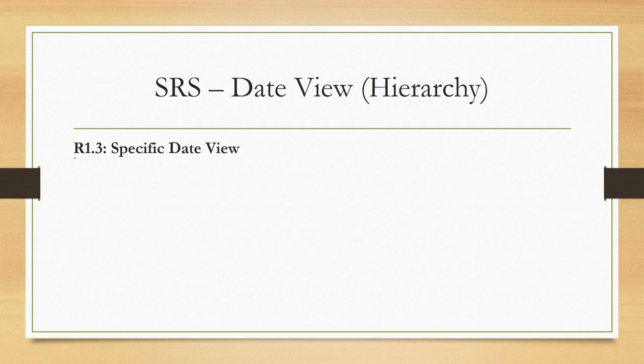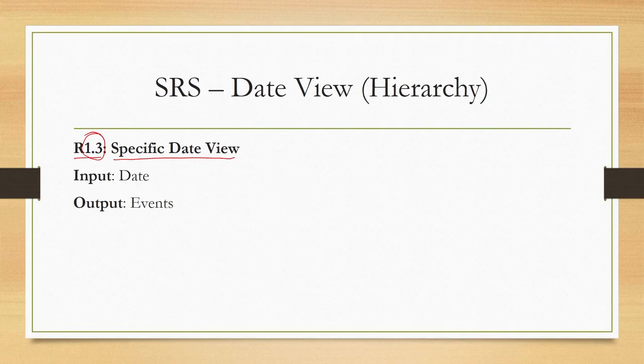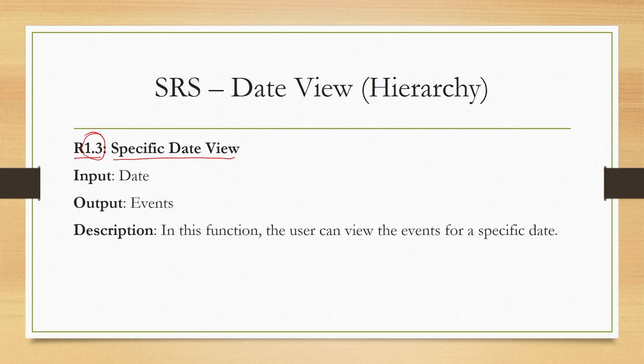Now, there is third subfunction, accordingly we have given it a label 1.3, and the name of the subfunction is specific date view. As usual, under this subfunction we will have input, output and description. Let us see what is the input, what is the output and what is the description for this subfunction. Input is date, output is events, and description is in this function the user can view the events for a specific date. So, if there is no event then it will not show anything, if there are events then the list of events will be shown.